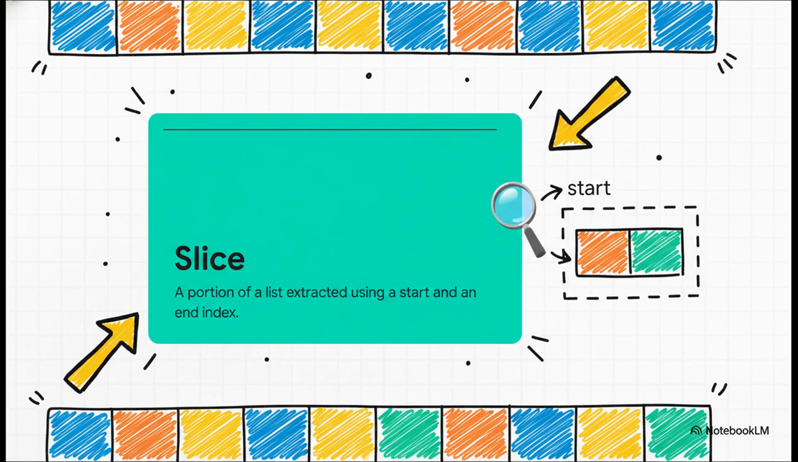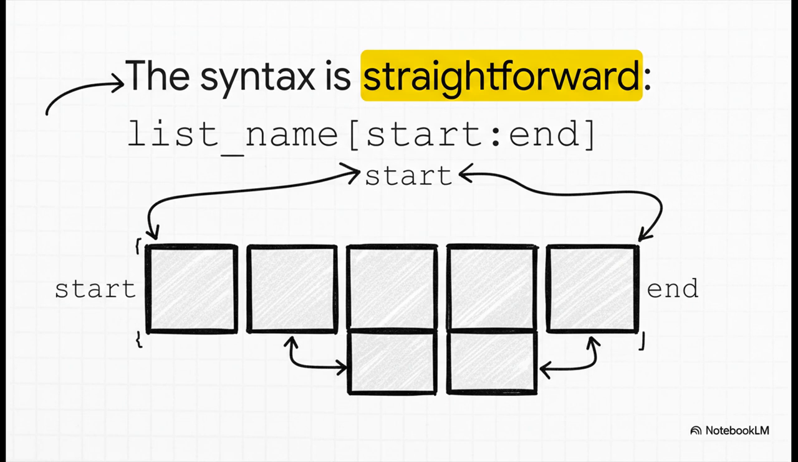So, what even is a slice? Well, you can just think of it as a sublist. You basically tell Python where to start and where to end, and it just carves out that piece for you. It's that simple. And the syntax for this is incredibly clean. You use the same square brackets you'd use to get a single item, but this time you put a colon in between a start and an end number.